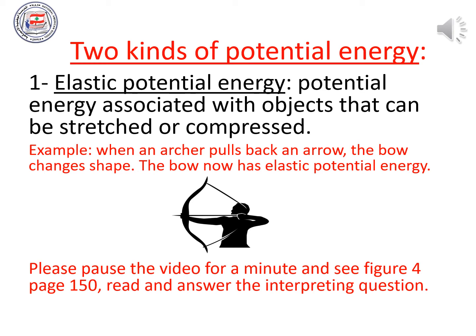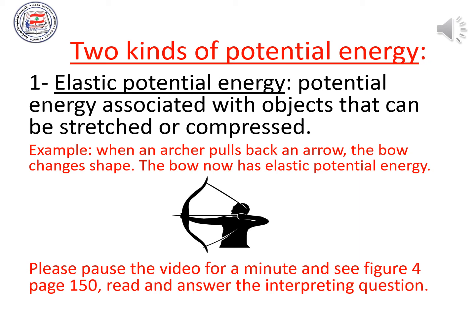Elastic potential energy is the potential energy associated with objects that can be stretched or compressed. So whenever an object can be stretched or compressed like a spring, it contains a stored energy called elastic potential energy. For example, when an archer pulls back an arrow, the bow changes shape, as you can see in the figure in front of you. The bow now has elastic potential energy because it changed its shape.